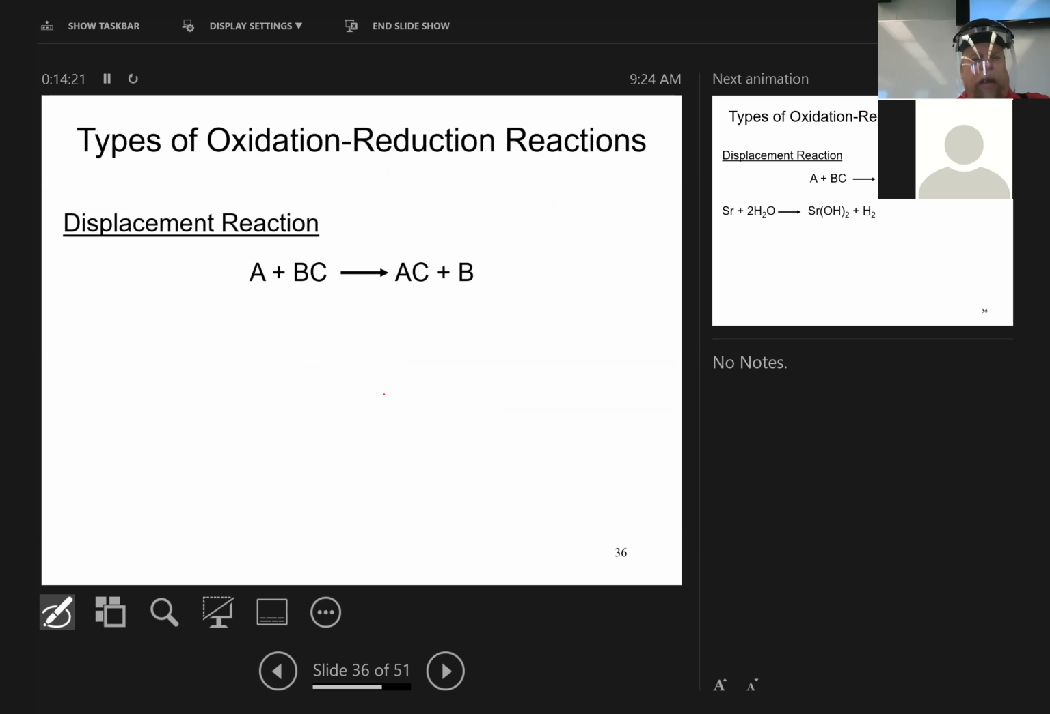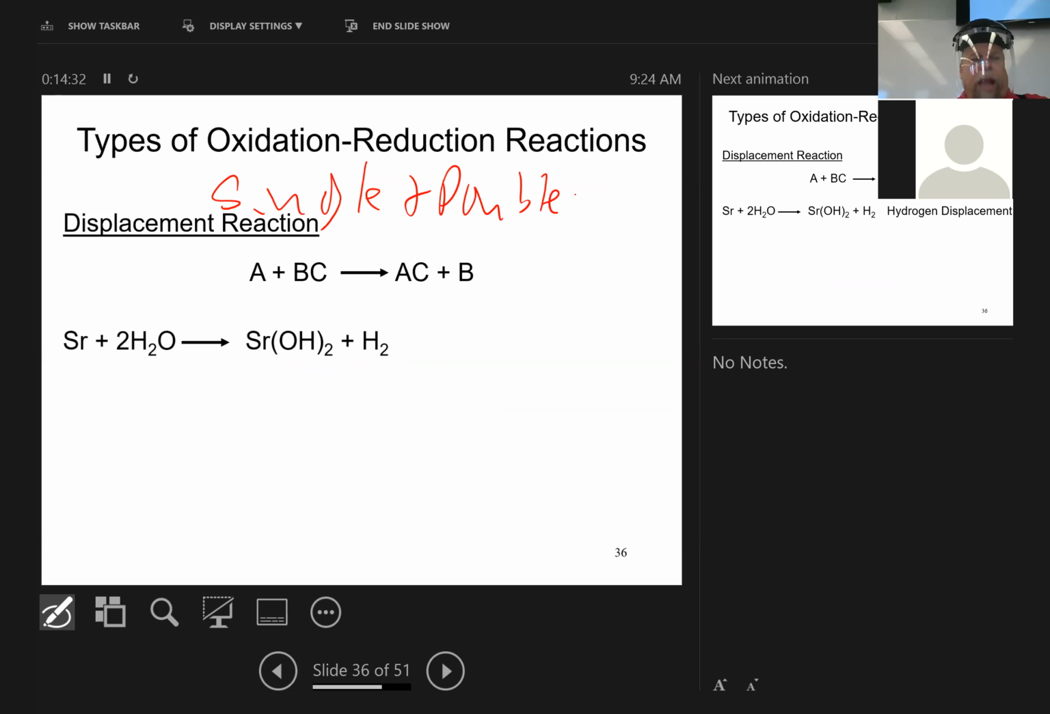Displacement reactions here, and this is called a single displacement, single and double, okay? And an example of that would be reacting of strontium with water to form strontium oxide, or sodium plus water goes to form sodium hydroxide. That's the other possibility there, plus hydrogen. Okay, and then you balance that one too.